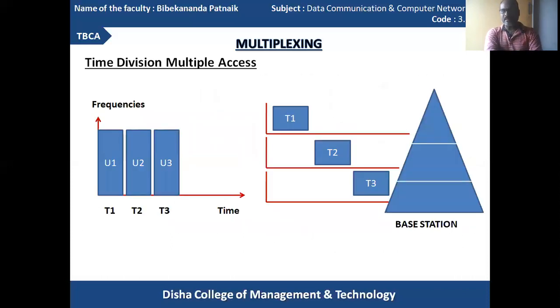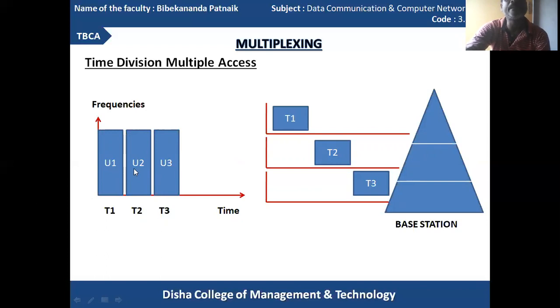And this is the simple diagram of TDMA. In the left side diagram, we have frequency followed by time. U1, U2 and U3 are user 1, user 2 and user 3. Between them, each user has a narrow band option, and user 1, user 2 and user 3 are provided time periods, that is the time slots T1, T2 and T3.